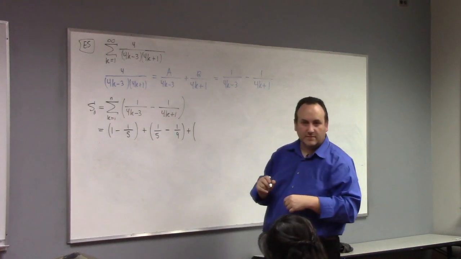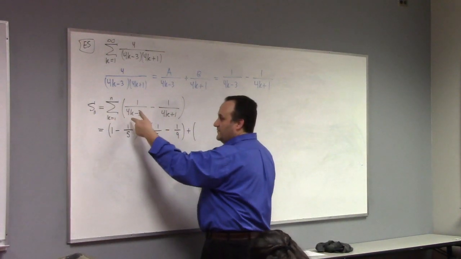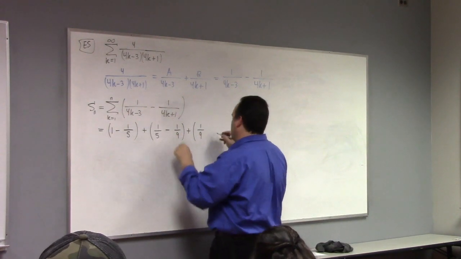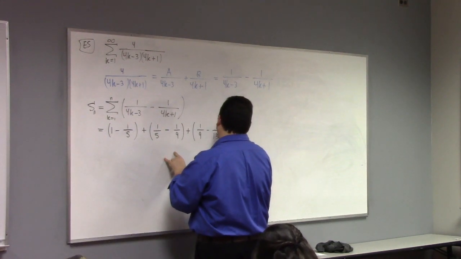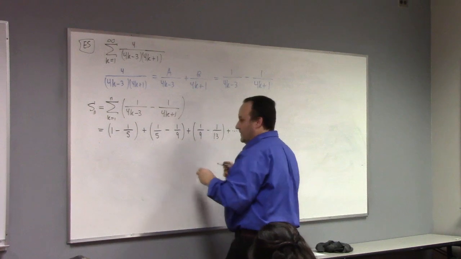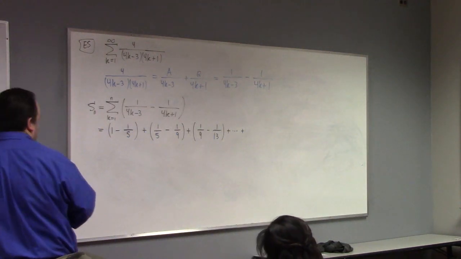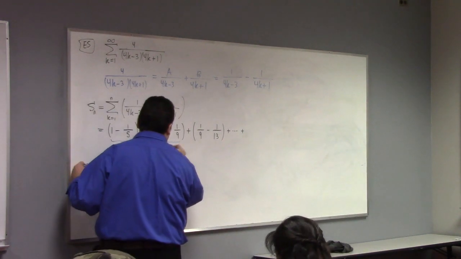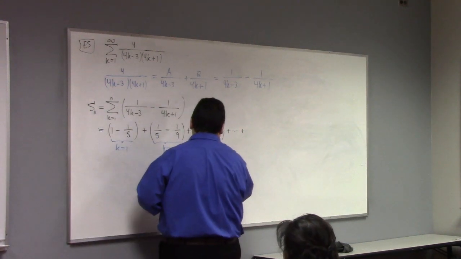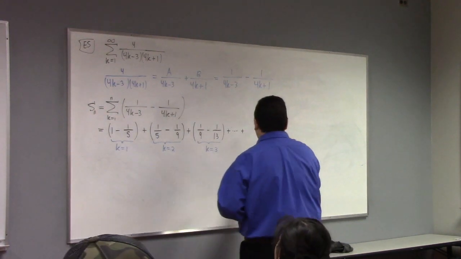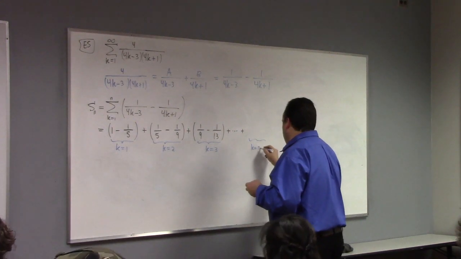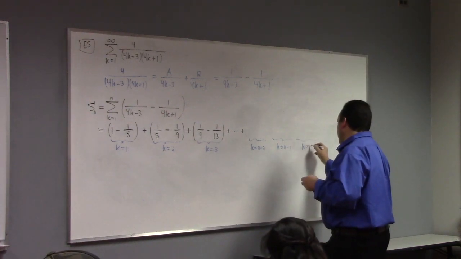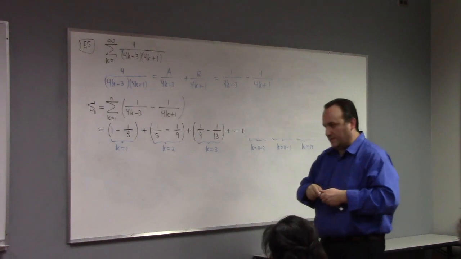Well, k equals 3. So 4 times 3 is 12, 12 minus 3 is 9. 12 plus 1 is 13, so minus 1/13. And this keeps going. Let me put some labels here. This was my k equals 1, this is from k equals 2, this is from k equals 3. I'm going to start over here at k equals n minus 2, then k equals n minus 1, then k equals n. That's more than I need, but I just want to make sure we understand the pattern.